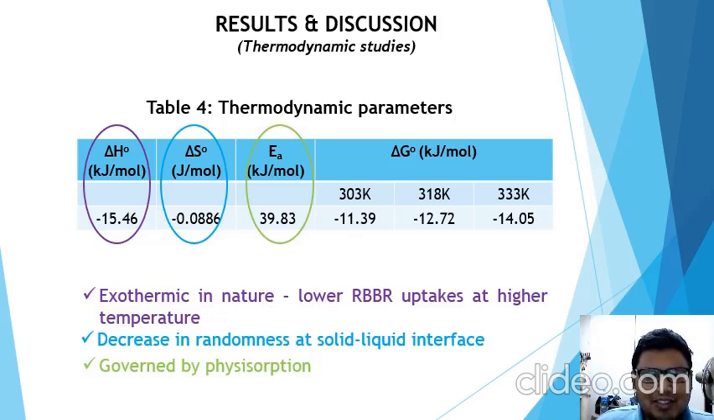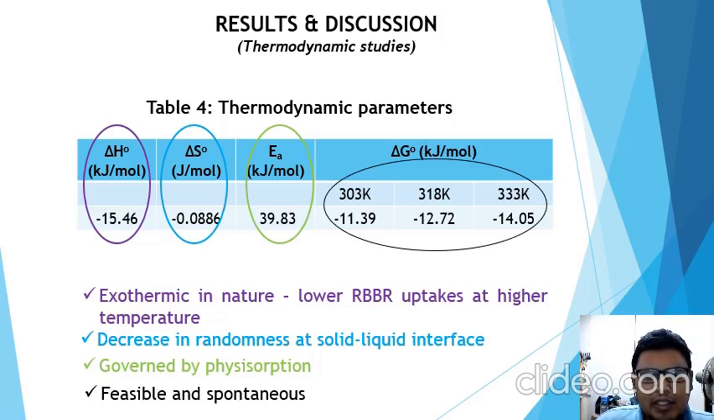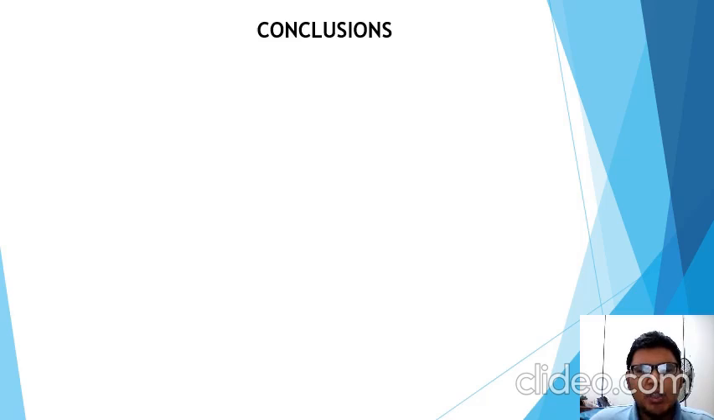Since this value is below 40 kJ per mole, it confirms that the adsorption process is governed by physisorption. The value for Gibbs free energy is negative, therefore indicating that the adsorption process is feasible and spontaneous in nature. The conclusions for these studies are as follows.